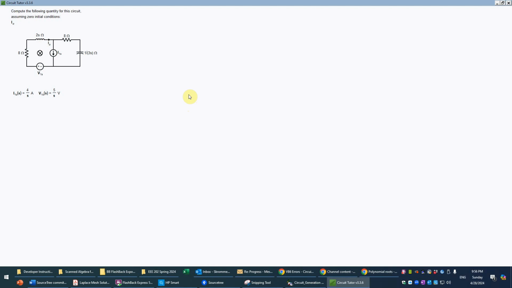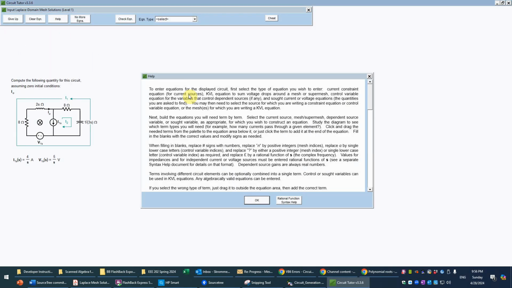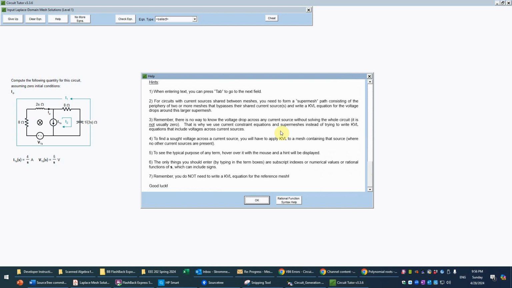And now it's going to redraw the circuit with that choice of reference mesh and automatically draw and number the mesh currents for us. And it'll give us the instructions here, which you can review. And also, if you need help on entering the rational function expressions and the syntax on that in Circuit Tutor, this help PDF is also available always from the help menu. So you can also get that by clicking on the help button there.